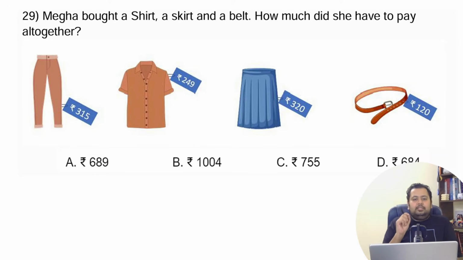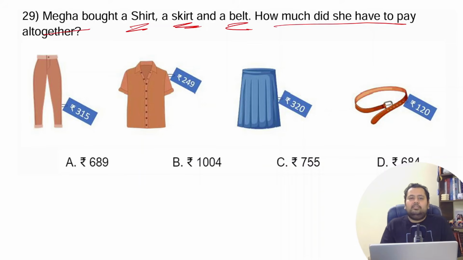Megha bought a shirt, a skirt, and a belt. How much did she have to pay altogether, right? So Megha buys a shirt, a skirt, and a belt. How much did she pay altogether? So find out what the shirt costs, the skirt costs, the belt costs, and then you just have to add all of them together, right?